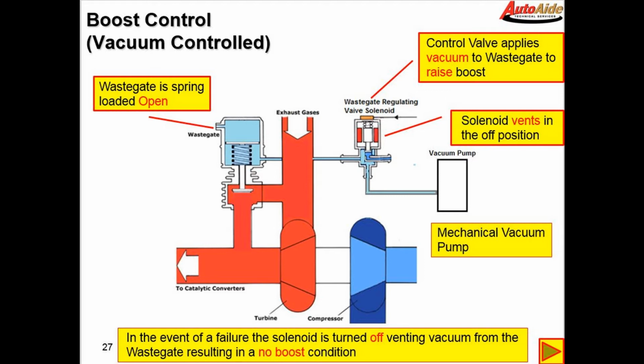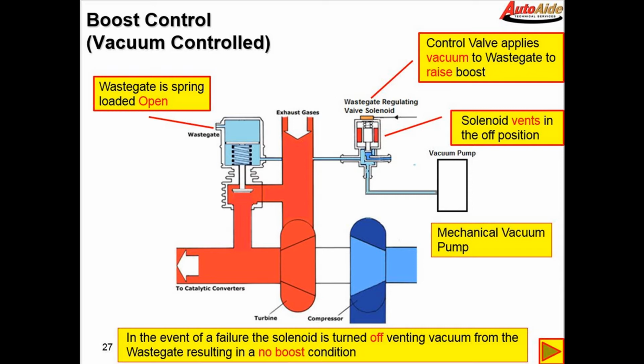So the vehicle is all set to make boost right out of the gate. And what's supposed to happen, as boost builds in the system, is the computer starts to bleed vacuum away from the wastegate, opening it up and slowing the turbocharger down.